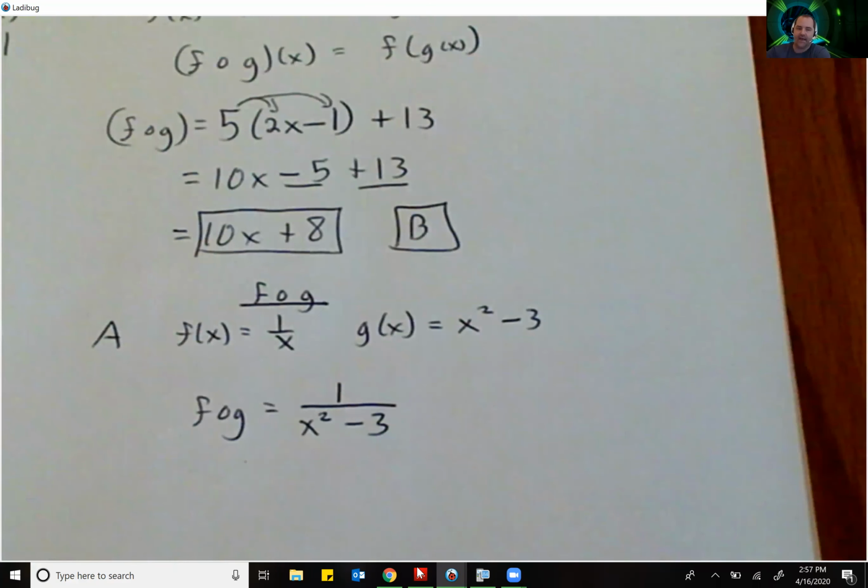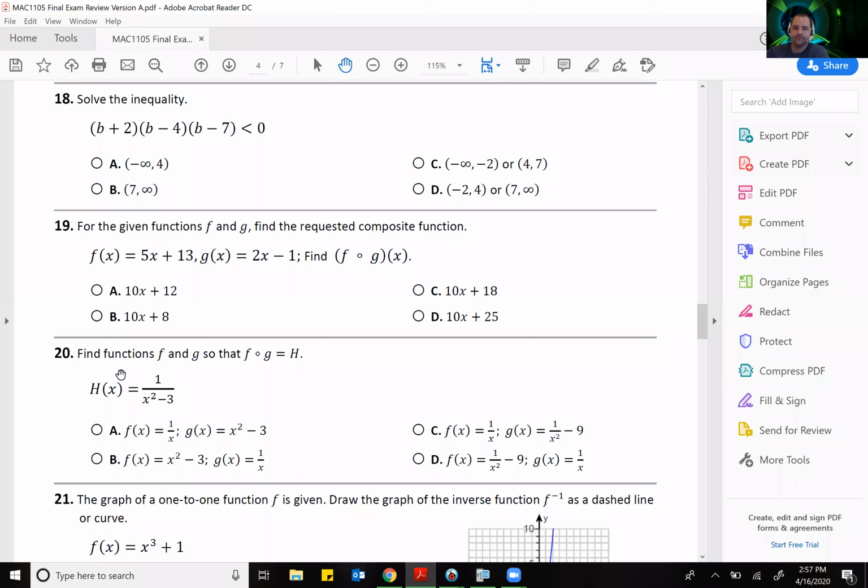Is this the same as that h? Yep, it matches 100%. So the answer has to be A. If you check the other ones, they do not work. And I'll show you those real quick.